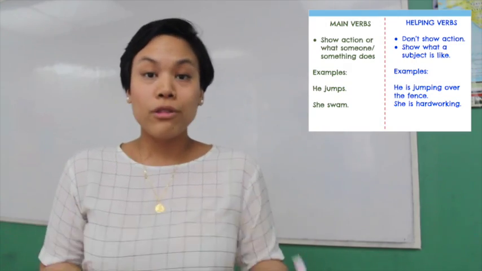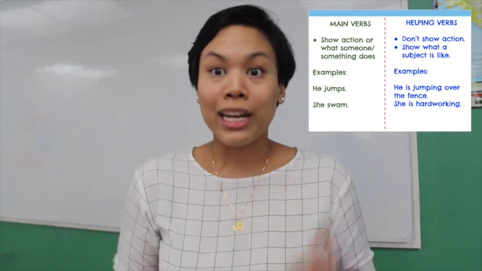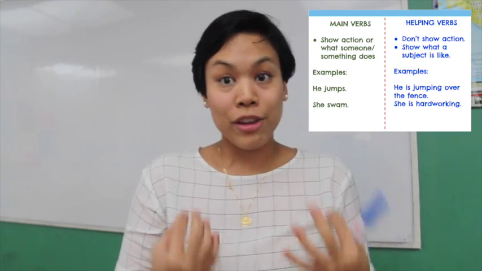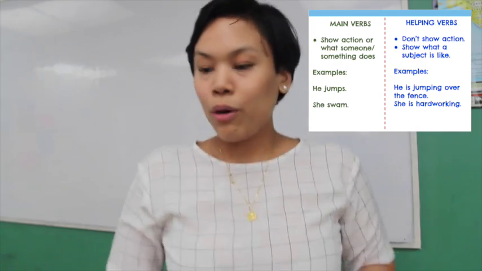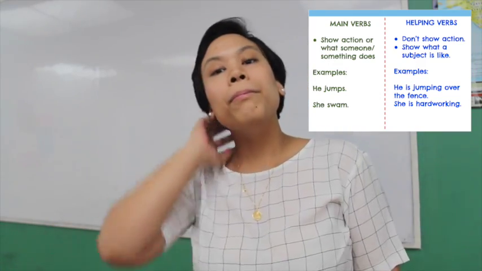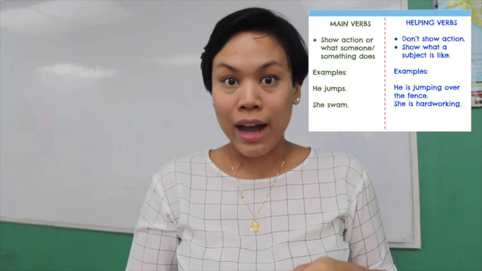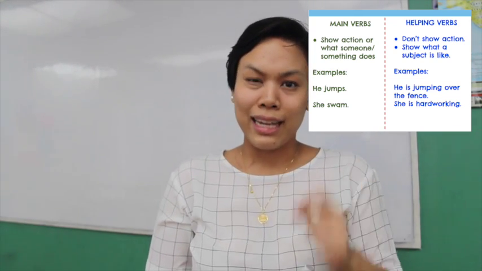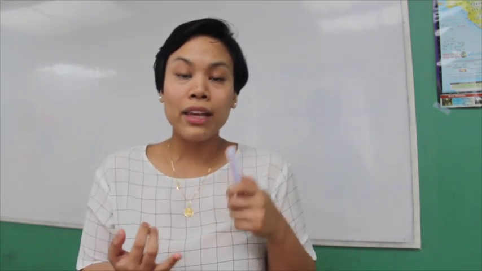Flash this slide. Most verbs, what we call main verbs, they show action, like runs and like plays or hits, bakes, cooks. It's something that you can do, like he jumps or she swam, right? But helping verbs don't show action. What do they do if they don't show action, but they're a verb? They show what a subject is like. If you say, he is funny, what's the action there, right? So helping verbs show what the subject is like, and they can also be used to help the main verbs. So you could say, he is jumping over the fence. The helping verb there is "is."